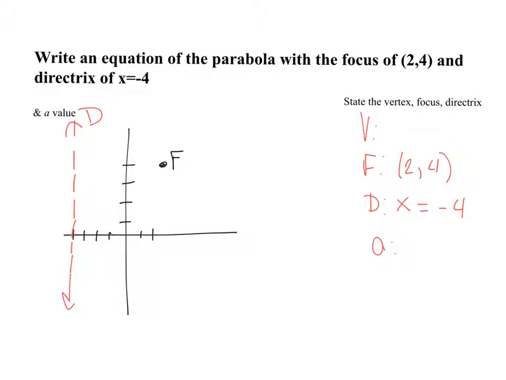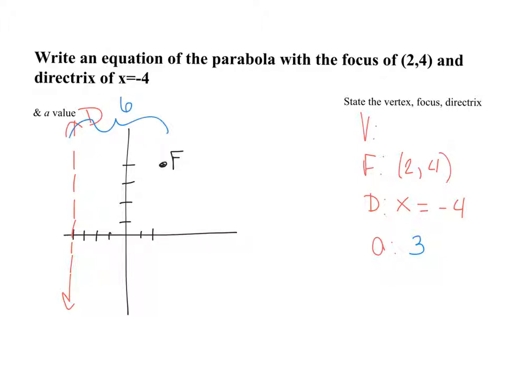Now I'm going to find my a value. Well, I could find my vertex first, then I'll find my a value. My vertex is happily in between your directrix and your focus. So between this point and that line. If I count, I have 1, 2, 3, 4, 5, 6. So that means that my vertex is 3 away from each of these. That also is my a value. My a value is 3 because this total distance is 6.